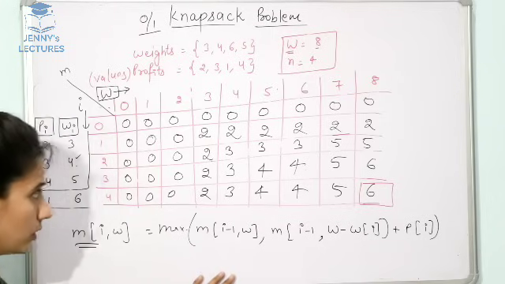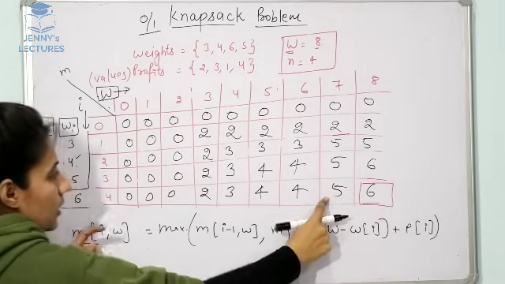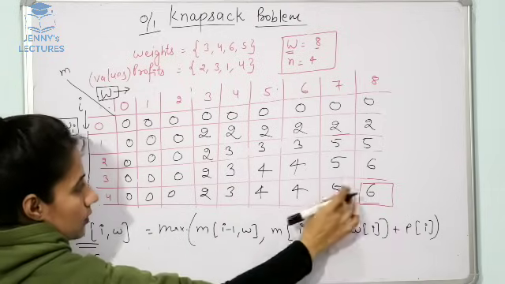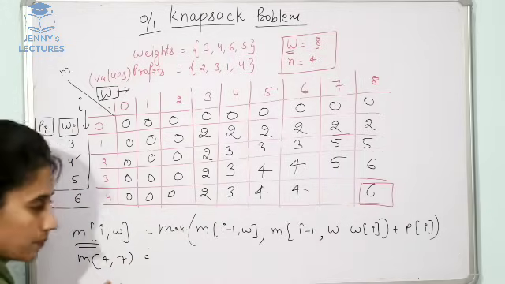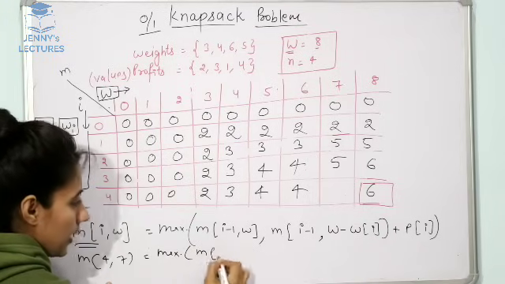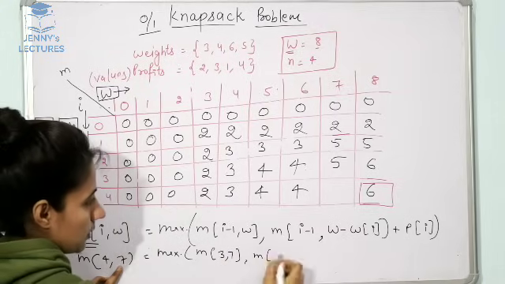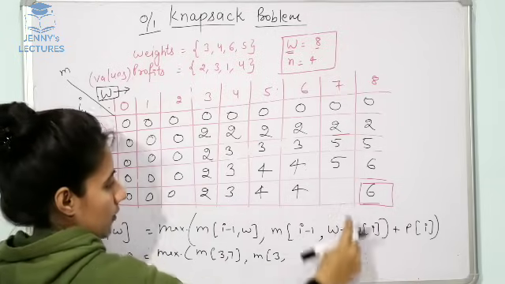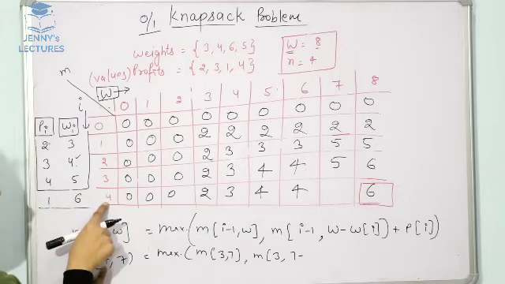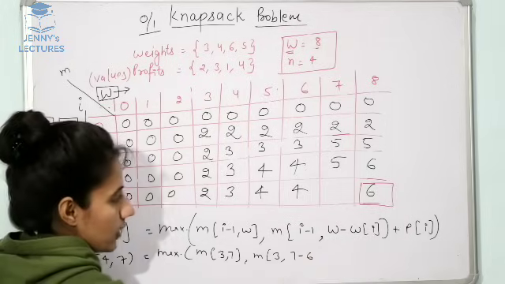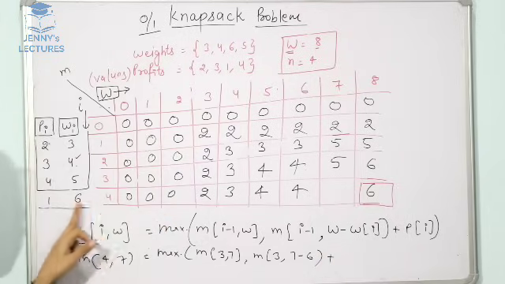Fine. You can verify this formula also. Suppose we are taking any example, this cell. For this one, suppose value of I is 4, value of w is 7. Now maximum of M of I minus 1, that is 3, w is 7, okay, comma M of I minus 1, 3, w is 7, 7 minus weight of I, weight of I is 6, 7 minus 6, plus profit of I, I value is 4, profit of this one is 1.